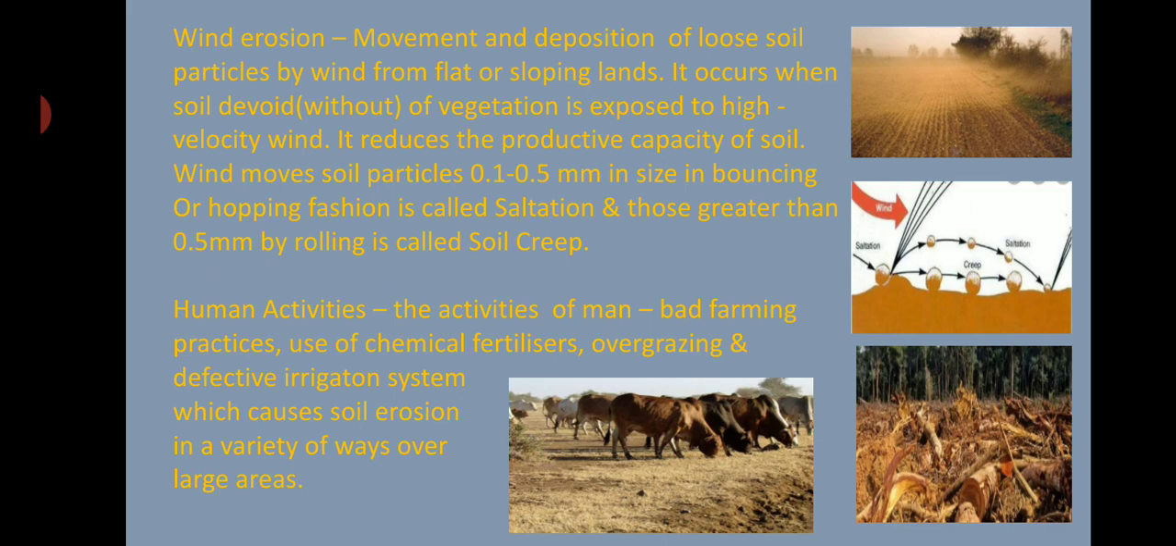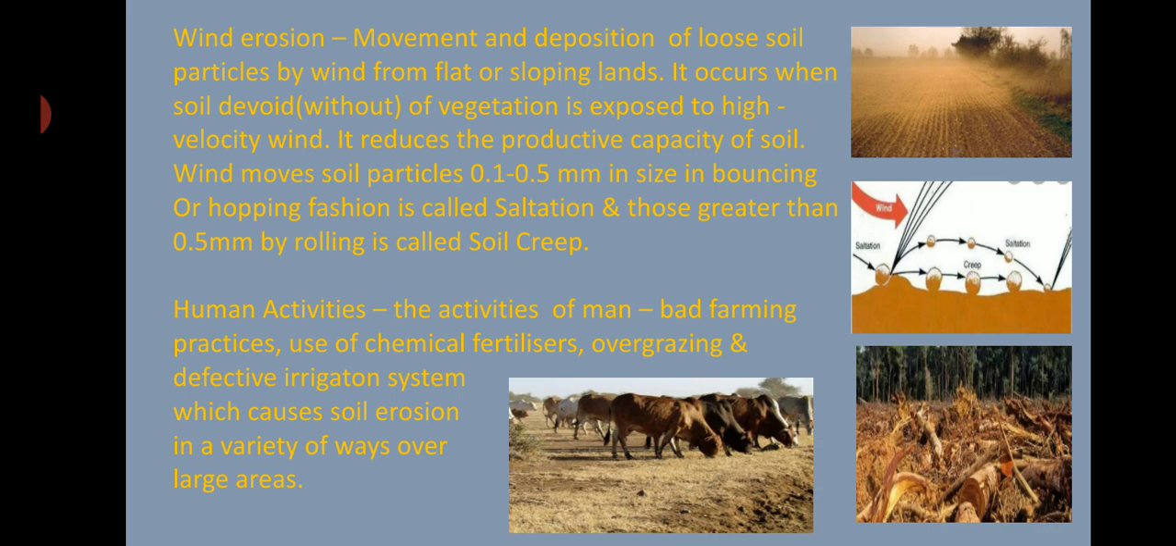Then come human activities. These activities of man include bad farming practices, use of chemical fertilizers, overgrazing, and the wrong way of irrigating the land.